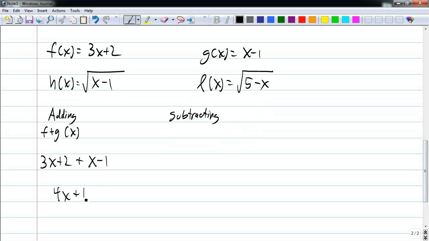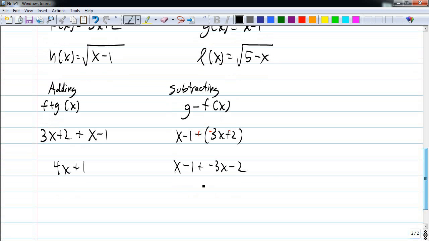Same thing for subtracting. If I want to do g minus f of x, I write out g, make a minus sign. Now, because I am subtracting this whole function, I need to put it in parentheses, so that I can simplify it. Flip signs and add. So I'm going to get x minus 1 plus negative 3x minus 2. This is going to give me negative 2x minus 3.